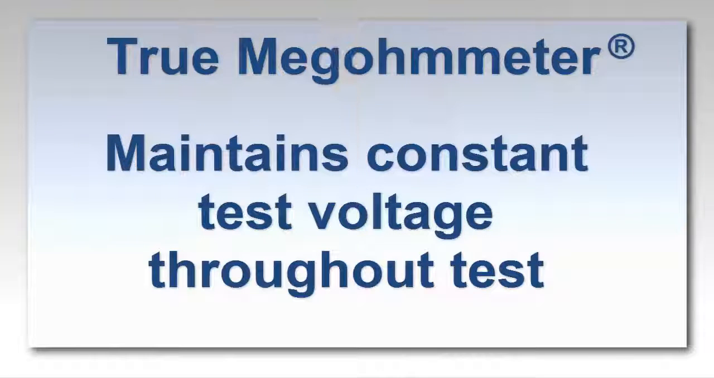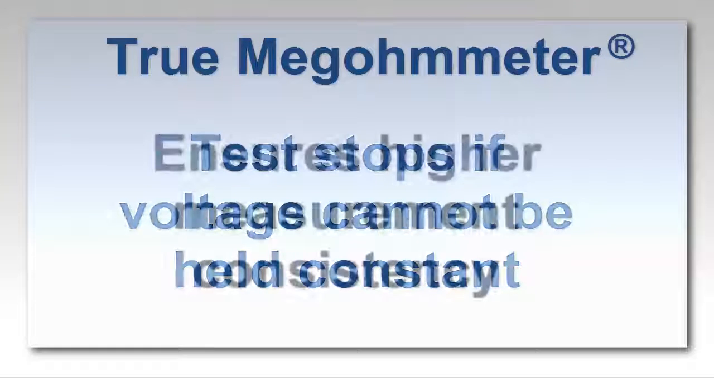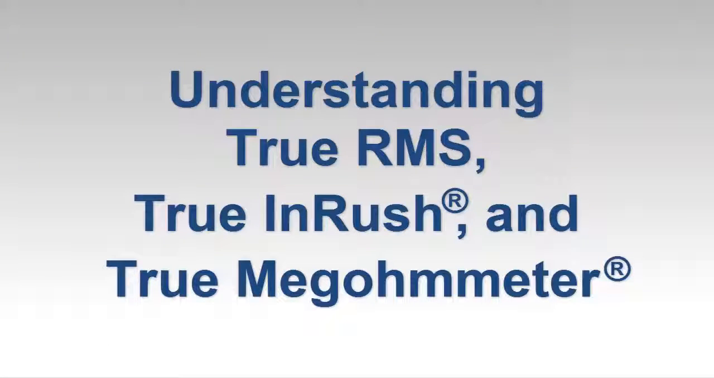AEMC's true Megohmmeter functionality ensures that the test voltage remains constant throughout the test, irrespective of how low the level of resistance. If for any reason the voltage cannot be held constant, true Megohmmeter instruments will end the test. This ensures complete voltage consistency across all measurements in a test, enabling you to compare results with a high degree of confidence. This concludes our quick explanation of true RMS, true Inrush, and true Megohmmeter. All three terms speak to AEMC's commitment to providing you with the most reliable and accurate data.